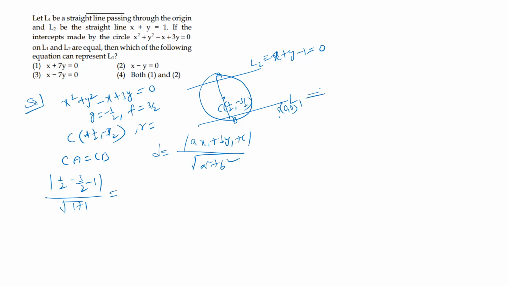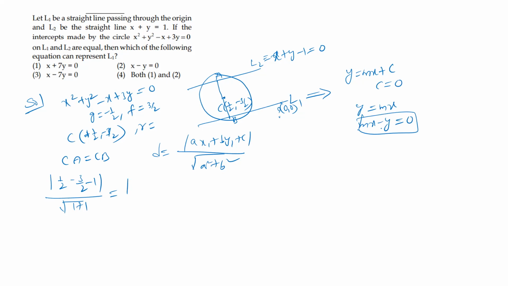Now this line is passing through the origin. Generally, any line in the form with slope m and y-intercept c. Since it is passing through the origin, the c value becomes 0. That's why the line is y is equal to mx, that is mx minus y is equal to 0. This is the first line, and we need to find its equation.